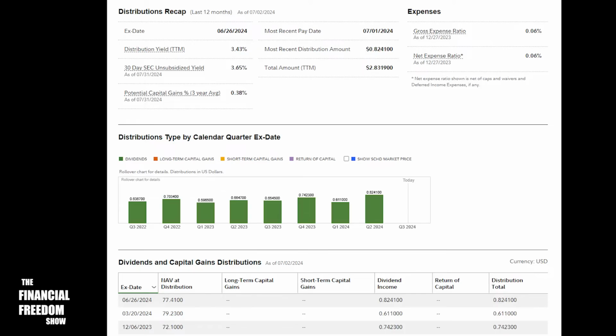So now that we've covered the fundamentals of SCHD, let's dive into something that's been on the minds of many investors lately, the growth versus value debate. Over the past decade, growth stocks have been in the spotlight of the market, leaving many dividend-focused and value-oriented ETFs like SCHD in the shadows. But today, I want to make the case for why SCHD could be set to potentially outperform in the coming years.